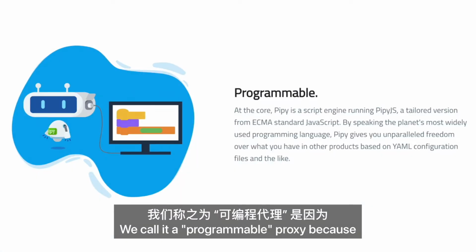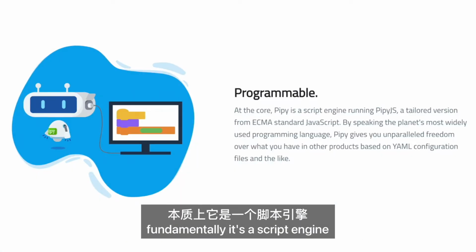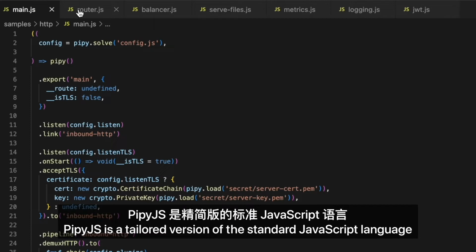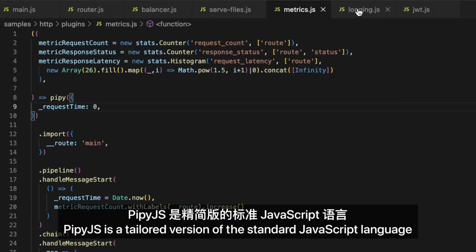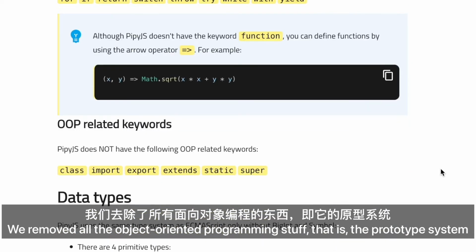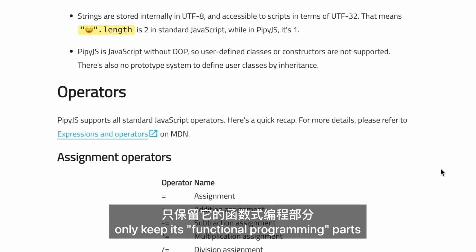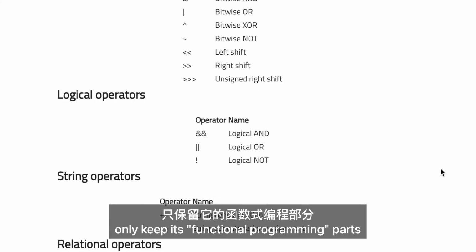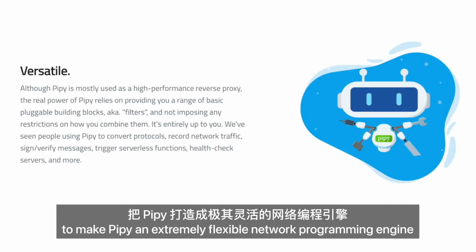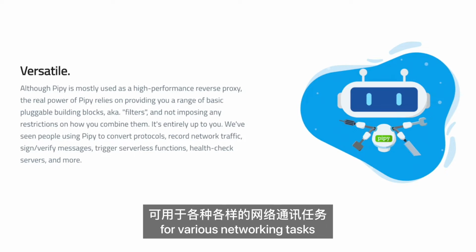We call it a programmable proxy because fundamentally it's a script engine executing a JavaScript-esque script language we call PipyJS. PipyJS is a tailored version of the standard JavaScript language. We removed all the object-oriented programming stuff, that is, the prototype system, only keep its functional programming parts. Then we combine it with a very unique API based on pipelines and filters to make Pipy an extremely flexible network programming engine for various networking tasks.